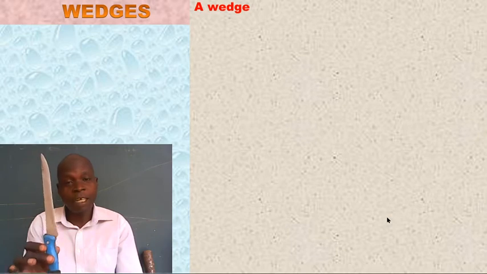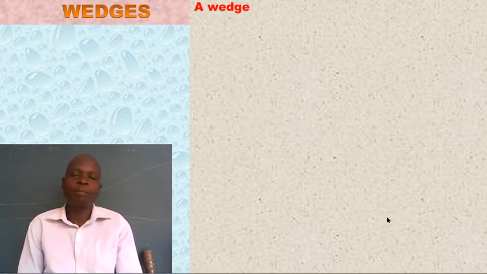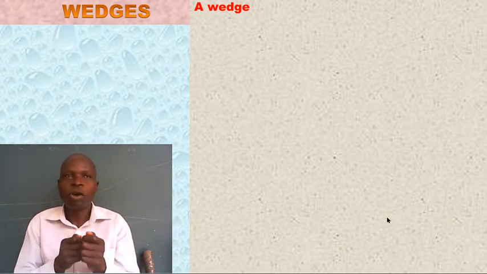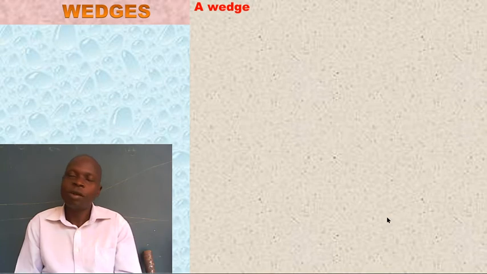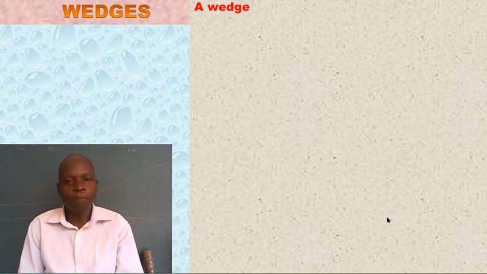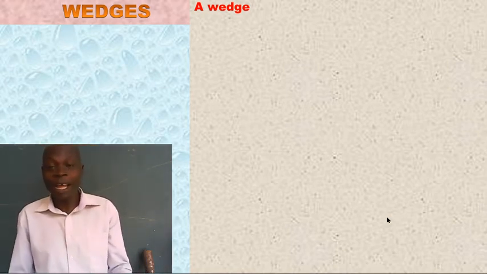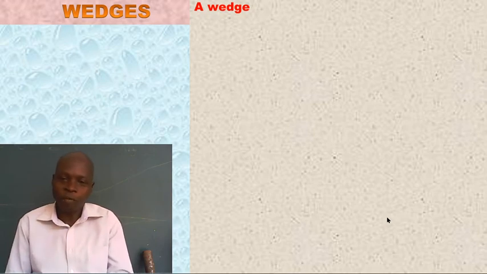Apart from my knife that I've shown you. Correct, an axe. The one we use for cutting trees, we use it for even splitting wood. Another one? Which other one can you tell me? Apart from the knife and the axe, we have a panga. Correct. Thank you. Those are for cutting.